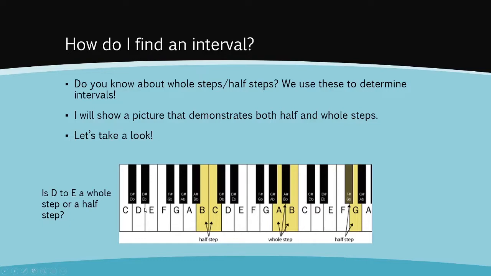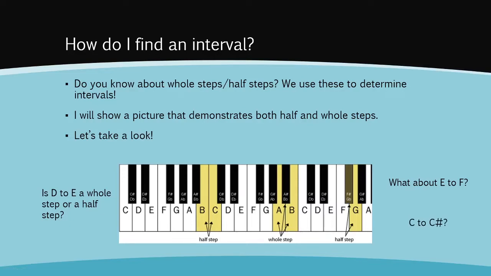Now let's move on to another example. Let's look at E. E's right here, and F. E to F. Is there a black key in between? I don't see one. That should be an indicator to help you figure out whether it's a whole step or a half step. And E to F is a half step.